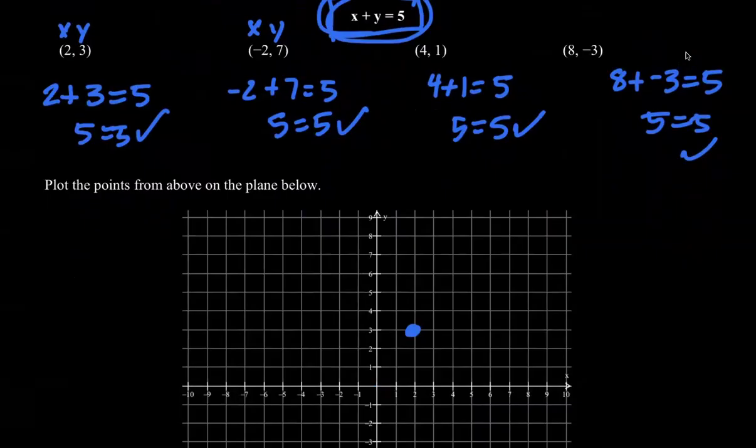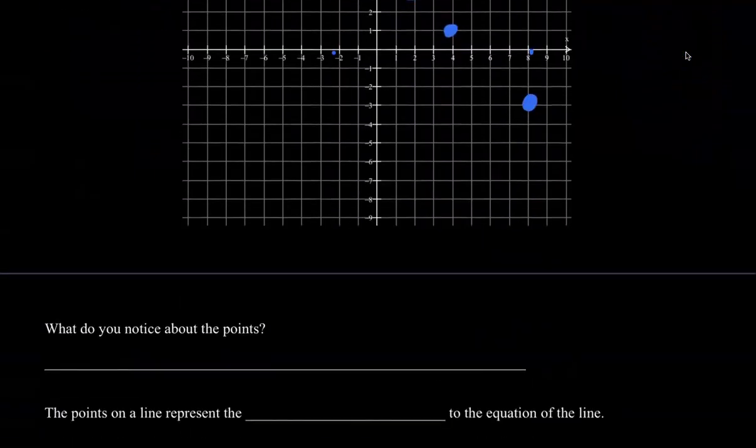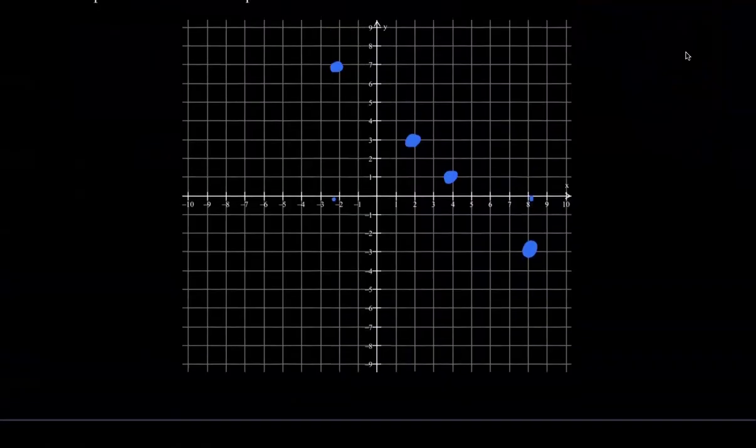Well, -2, so 2 to the left and 7 up would be here. 4, 1 is 4 to the right, up 1, and 8, -3 would be 8 to the right and down 3. So here. So we plotted each one of those points. What do you notice about the points?